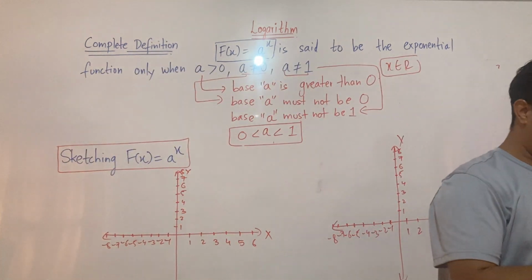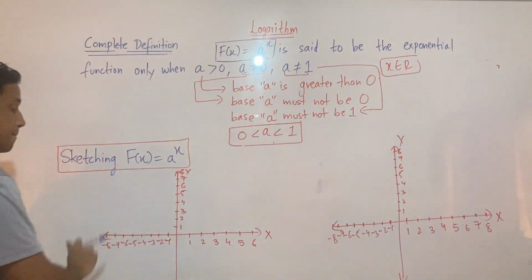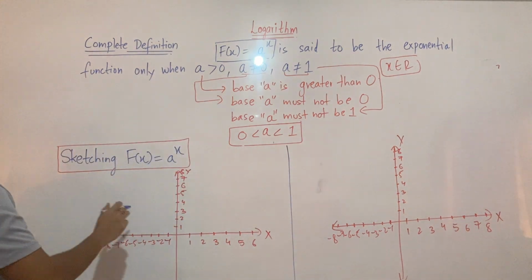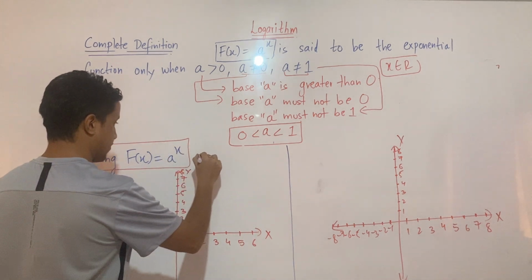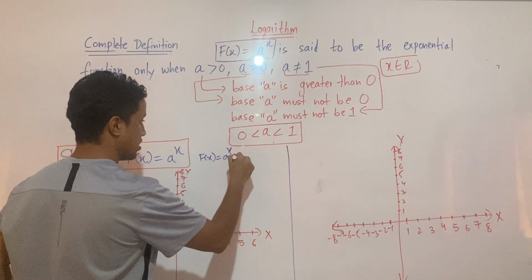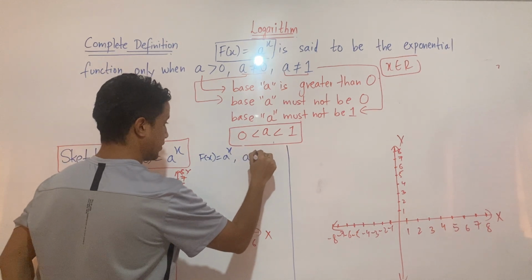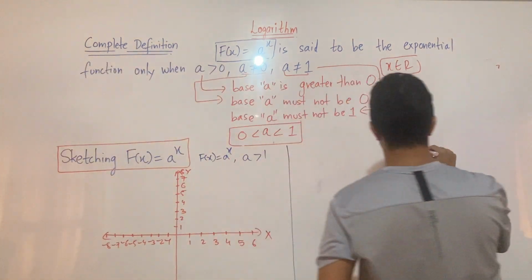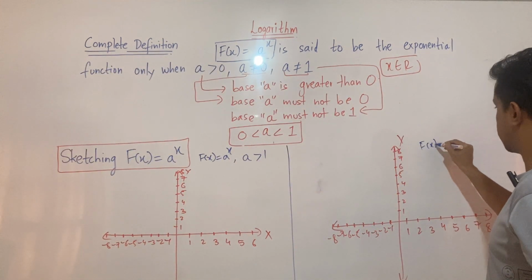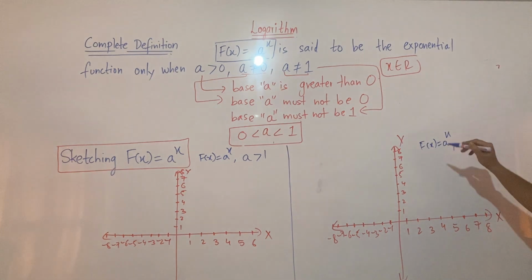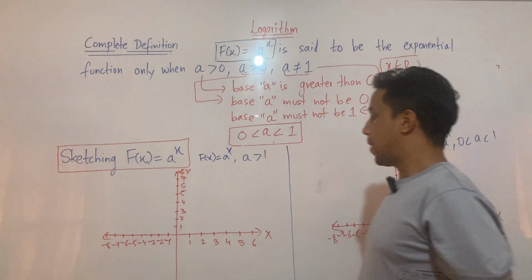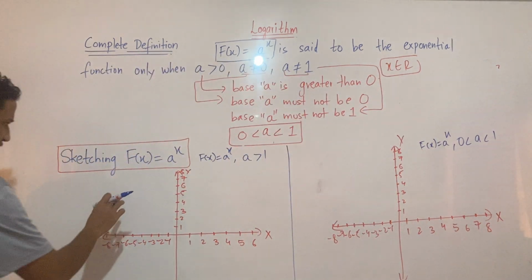Okay, now see here what we'll do. These are two sides. On this side, we are going to plot f(x) equals a^x for a greater than 1. And for this side, f(x) equals a^x, we are going to see when the value of a is between 0 and 1.